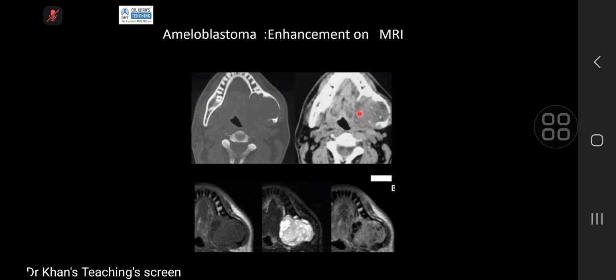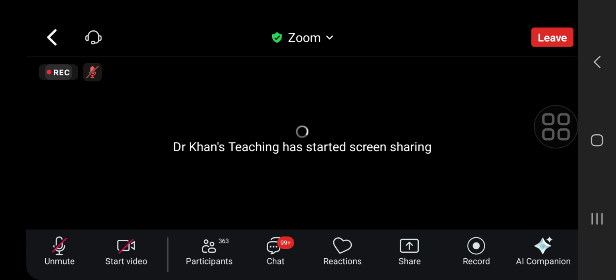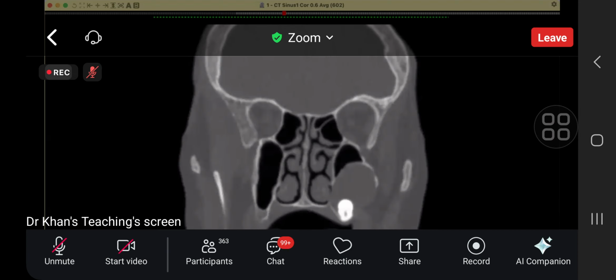Another example where there is a soft tissue component here on MR, how the soft tissue component will occur. So your case, you did very well. It was a simple case.